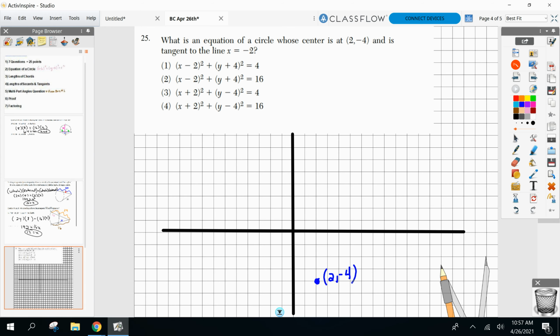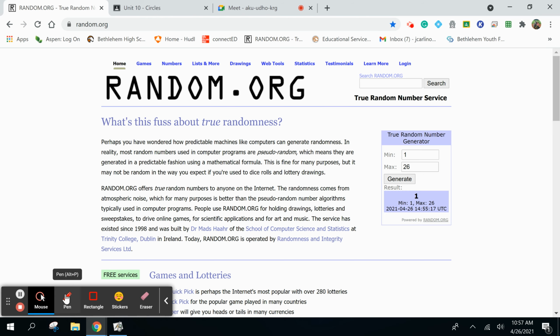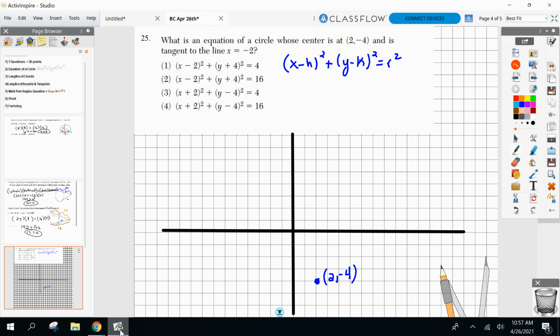Which 2 up here would I be able to eliminate just knowing the center is 2, -4? And again, remember how it works. X minus h all squared plus y minus k all squared equals r squared. All right, here we go. Which 2 should I be able to eliminate right now just knowing the center and nothing else? St. John, which 2 up here can I eliminate?